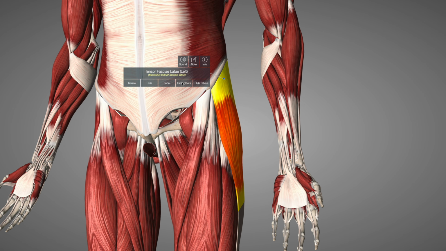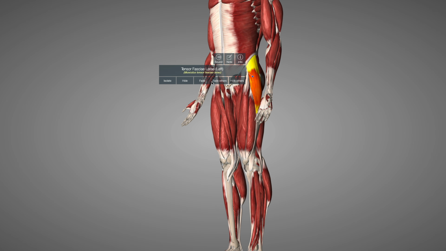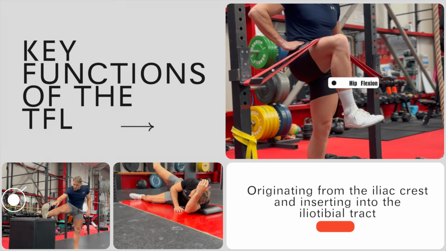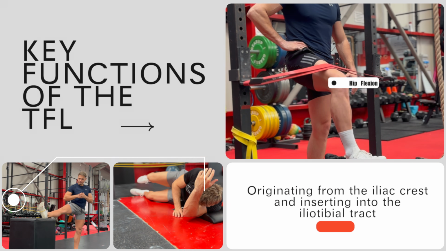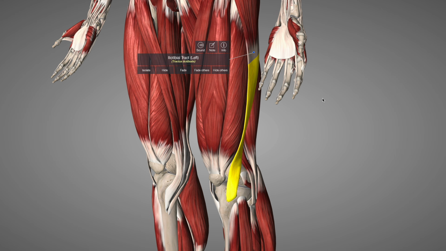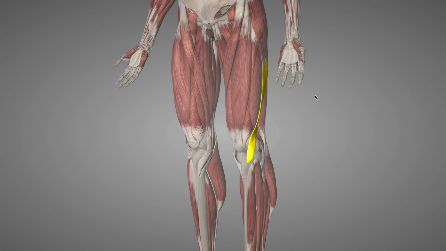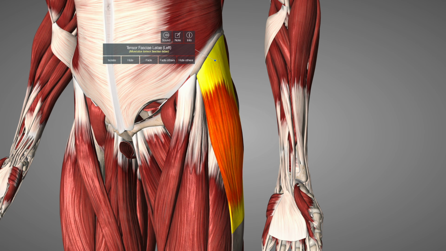The TFL is a small muscle that sits on the front and side of your hip. One of its key functions is hip flexion, which means it helps you lift your leg up. But what makes the TFL special is its connection to the iliotibial band, or the IT band. The IT band is a thick band of fascia that runs down the outside of your thigh and connects all the way down to your knee. Here's where it gets interesting.